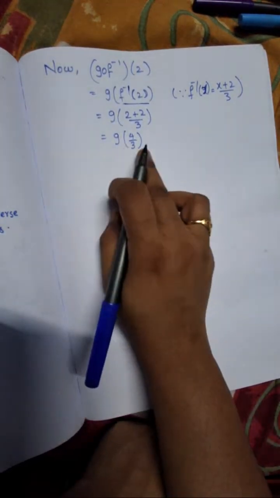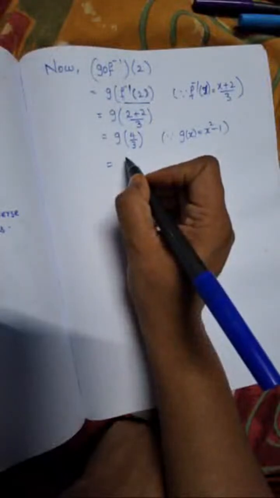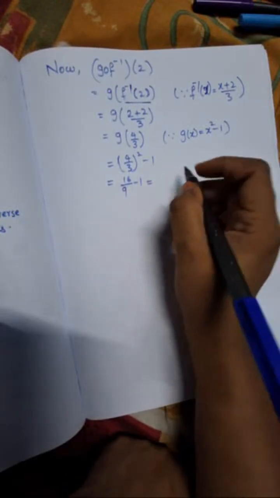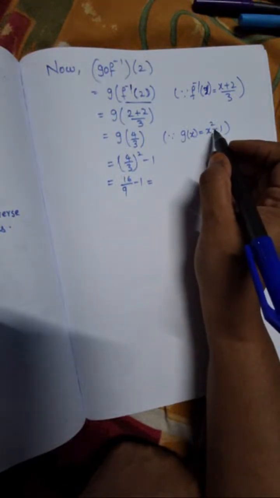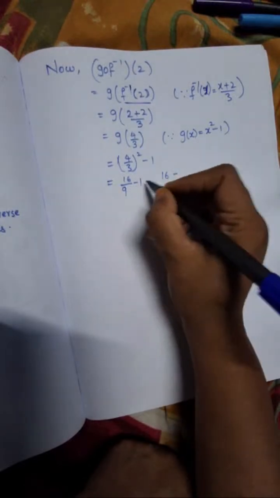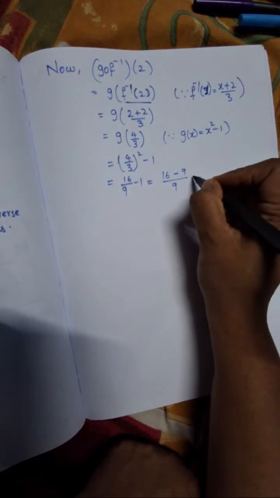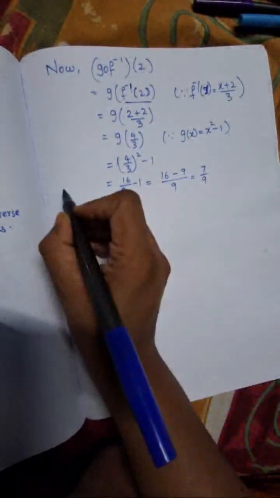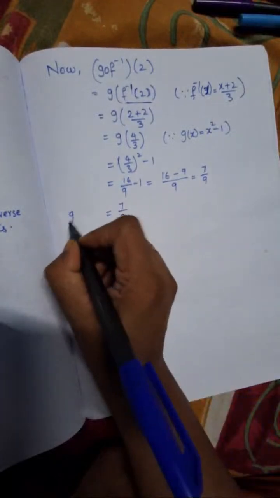Now we have g of 4 by 3. In the question it is given that g of x equals x square minus 1. So in place of x we substitute 4 by 3. X square minus 1 means 4 by 3 whole square minus 1, that is 16 by 9 minus 1. Taking LCM 9, 16 minus 9 by 9, which is 7 by 9. So we obtain the value 7 by 9 here. G circle f inverse of 2 has the value 7 by 9.